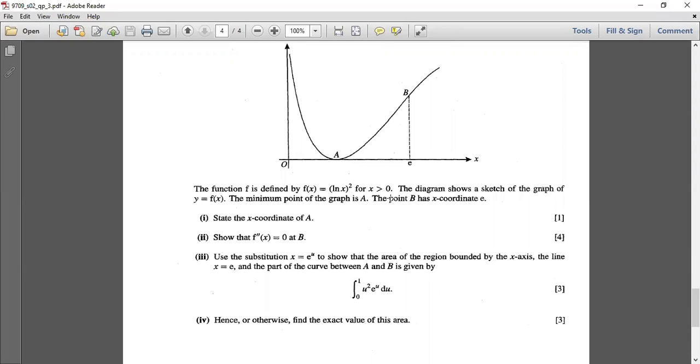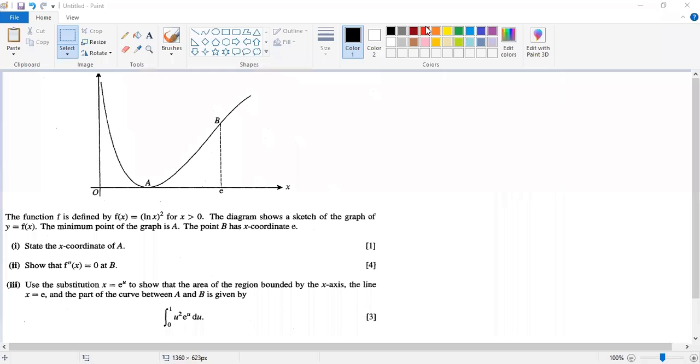Okay, let's begin with question number 10. Let's move it to a whiteboard, please, and start on that. So the function f is defined by f(x) = (ln x) squared. Please take note, not ln of x squared, for x positive, so that the ln is defined and being real, I mean.